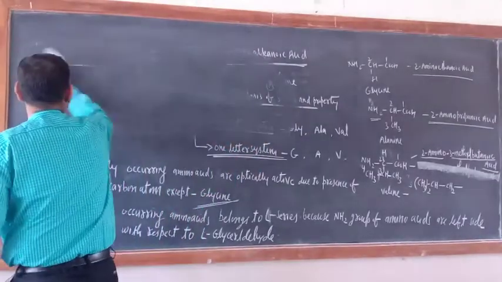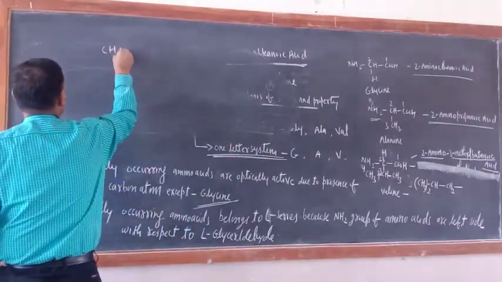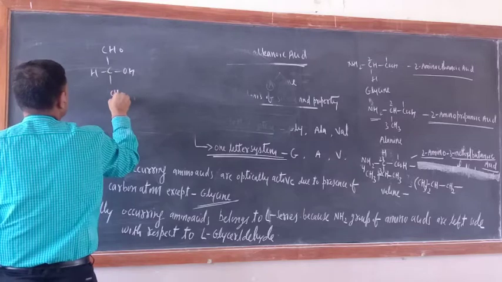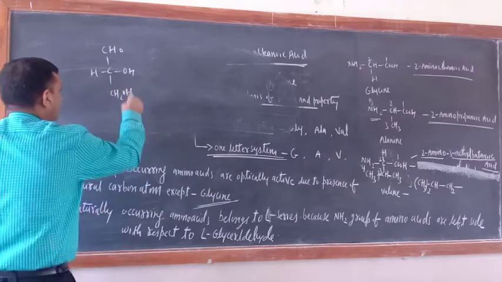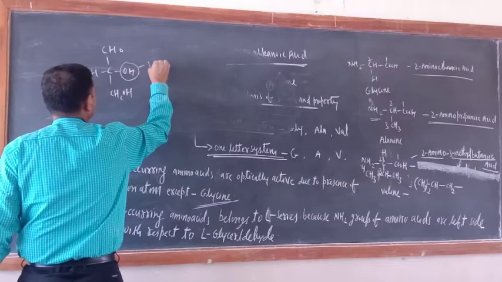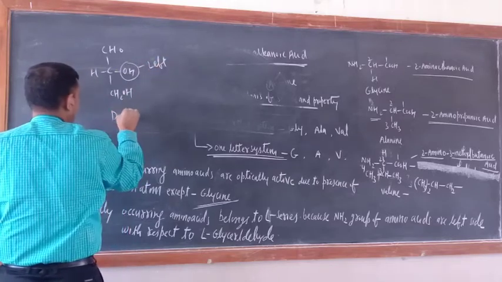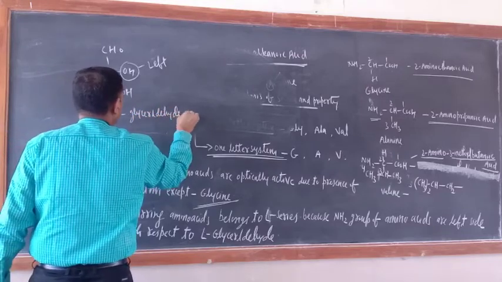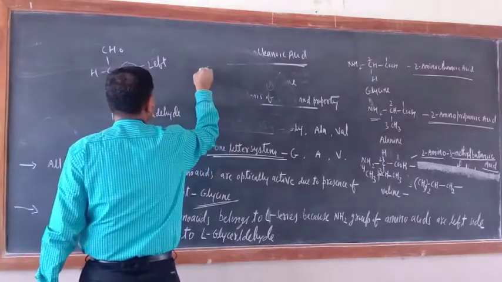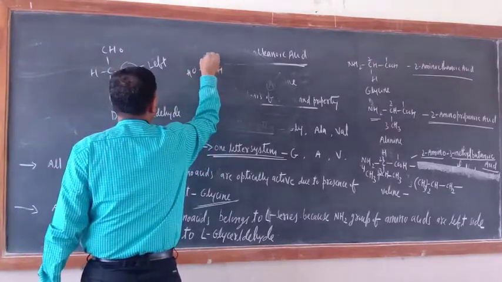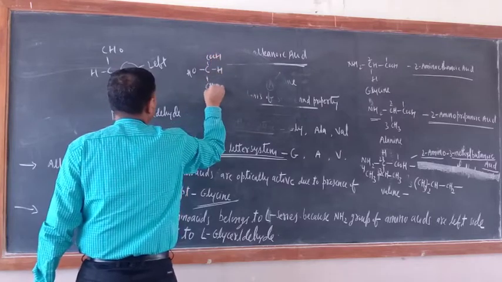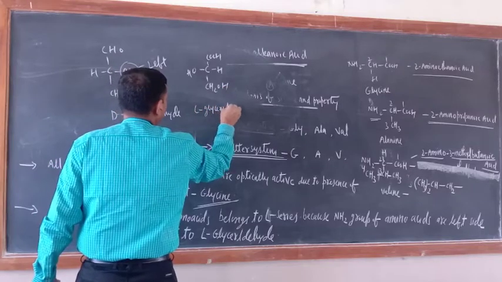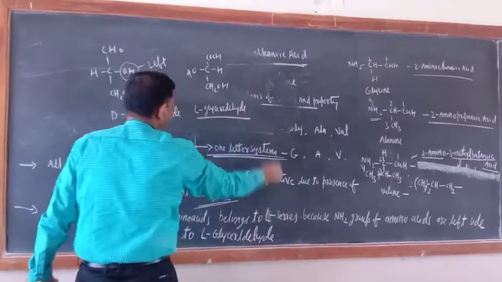So just try to understand here. Glyceraldehyde formula is this one: CHO, CH and OH, and here CH2OH. Correct? Now if OH is on the left hand side, this is L-glyceraldehyde. If OH is on the right hand side, with CHO, H, here COOH, and here CH2OH, this is D-glyceraldehyde. Correct or not?